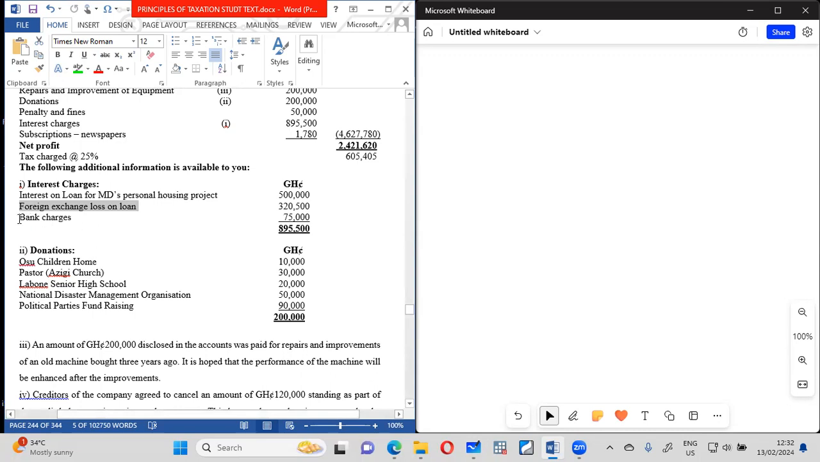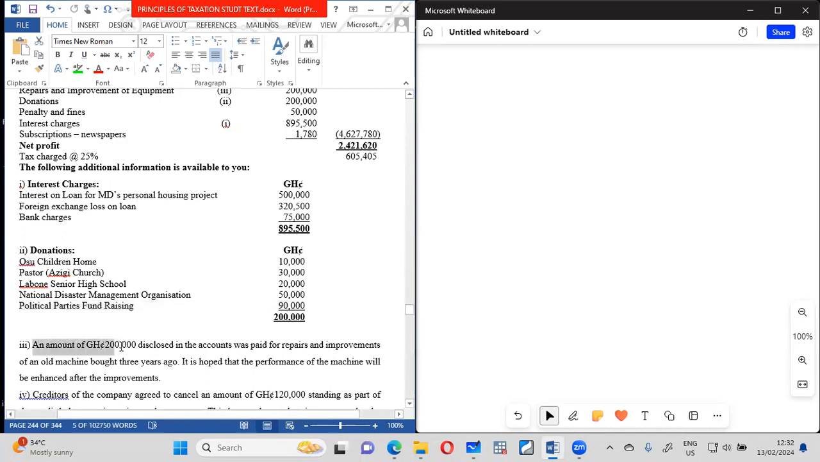Bank charges, of course. Osu Children's Home donation is a worthwhile cause. Pastor Azigi Church is not recognized anywhere, so this one will not be allowed. We have to add it back. Laboni Senior High School, that's a good thing. National Disaster Management, that's a good thing. Political party fundraising, no, that one too has to be added back. It's not a worthwhile cause.